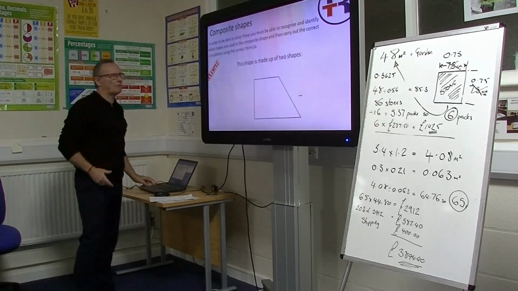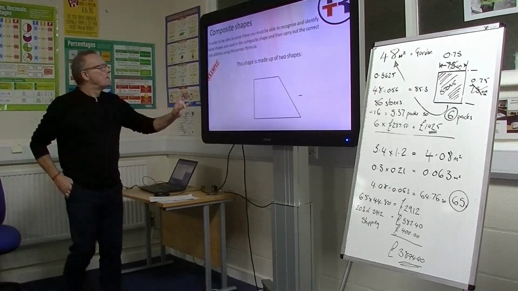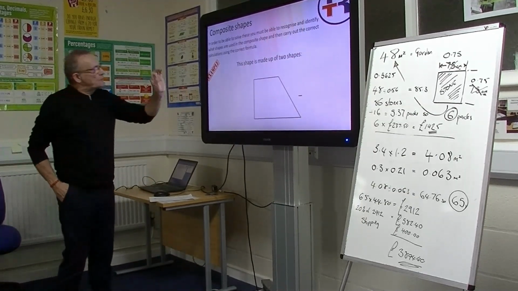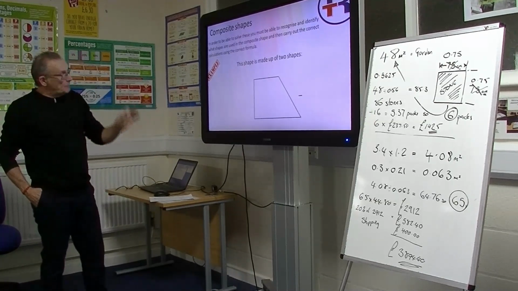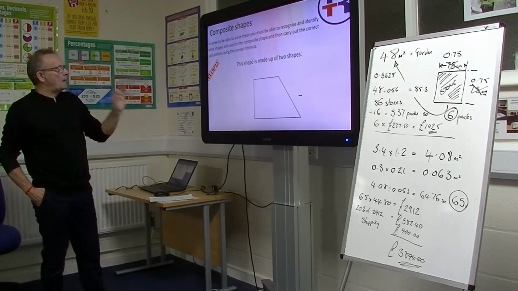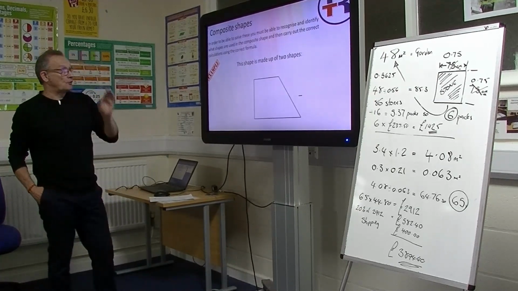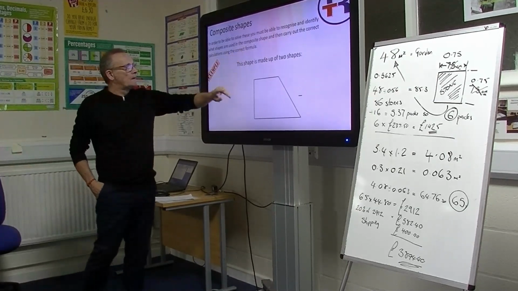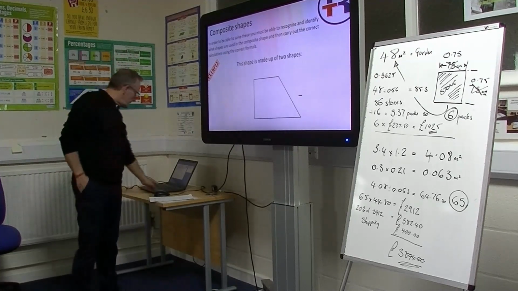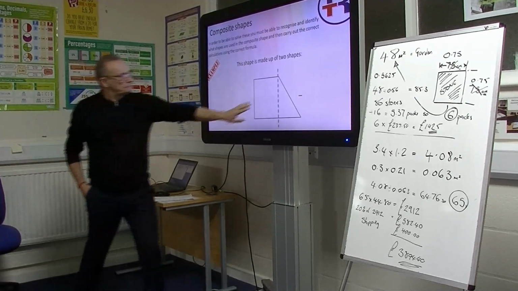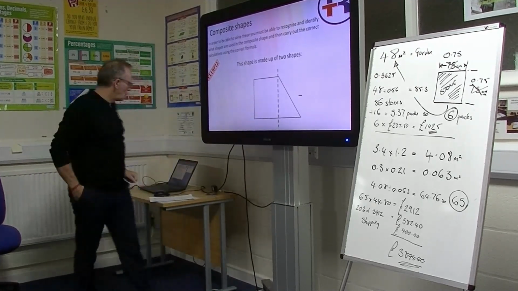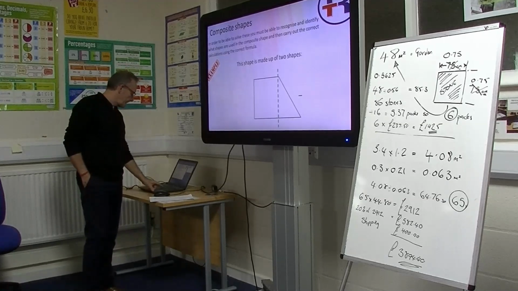I'll give you an example. So here's an example. In order to be able to solve these composite shapes, you must be able to recognise and identify what shape is used in the composite shape, and then carry out the correct calculations using the correct formula. This shape is made up of two shapes. Square and triangle. Okay?